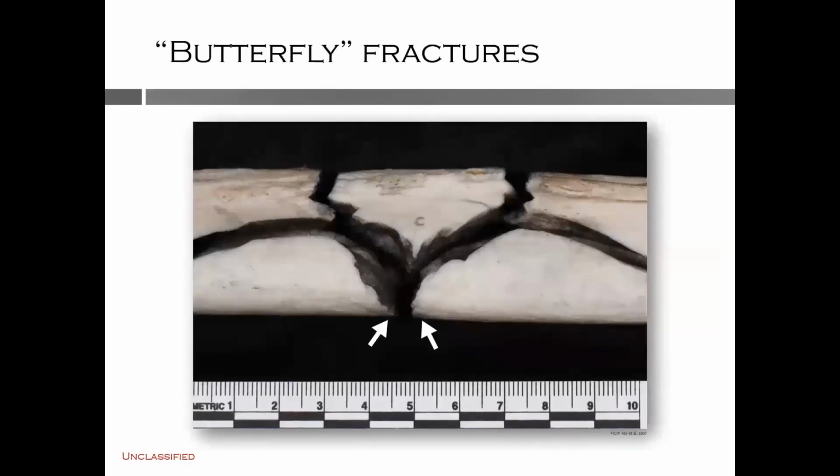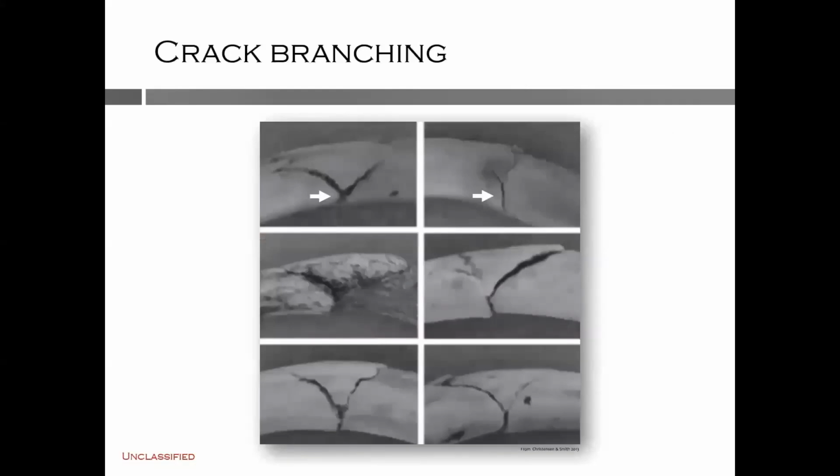The so-called butterfly or wedge fracture is an example of a crack branching pattern that has received considerable attention in the forensic literature. These will have a fracture propagating normal to the bone surface for a short distance before branching to form the wedge-shaped fragment. In these ribs that were fractured in a blast event, the initial normal crack prior to branching can be appreciated.